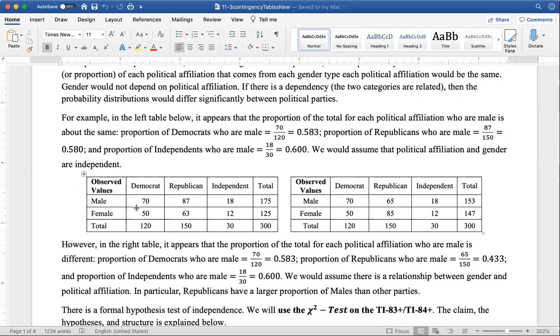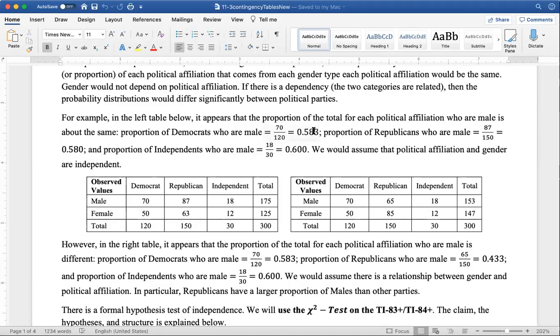political affiliation and the gender were independent of each other, we would expect that the proportion of the Democrats who are male, there are 120 Democrats, would be about the same as the proportion of Republicans who are male, and the proportion of independents who are male. So the proportion of Democrats who are male would be 70 divided by the total of the Democrats, 70 over 120, and that turns out to be about 0.583.